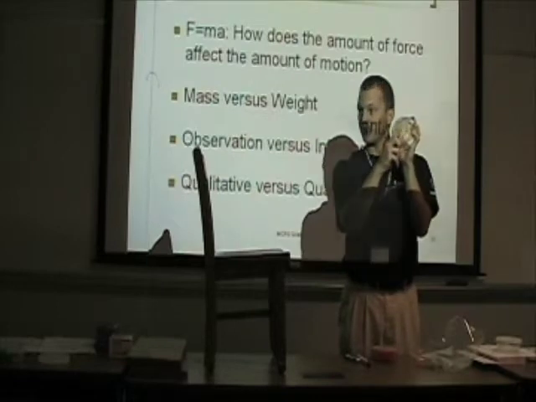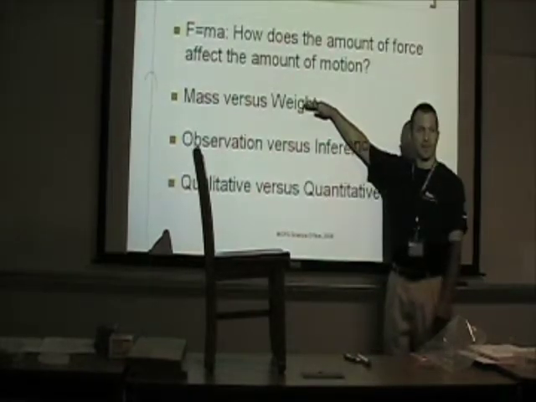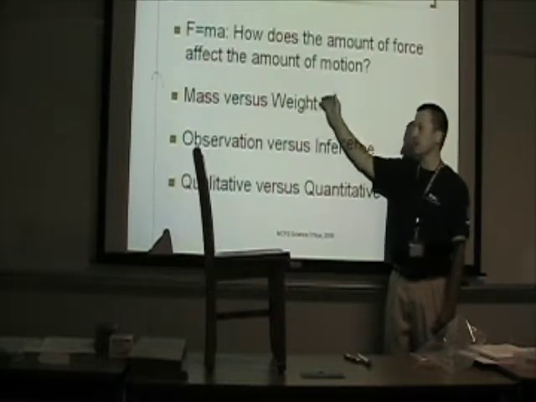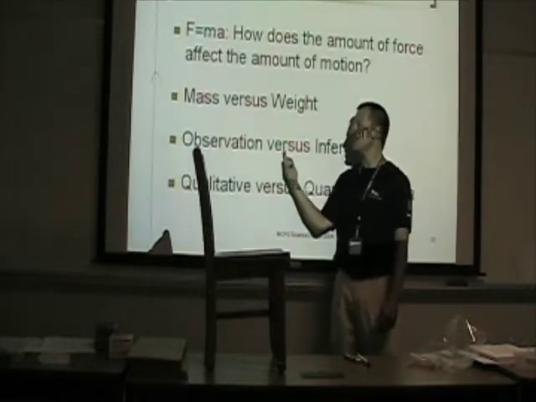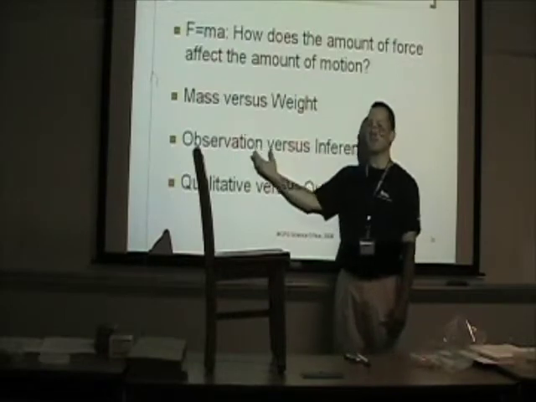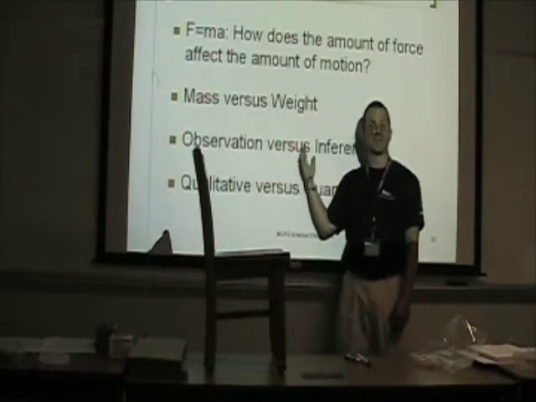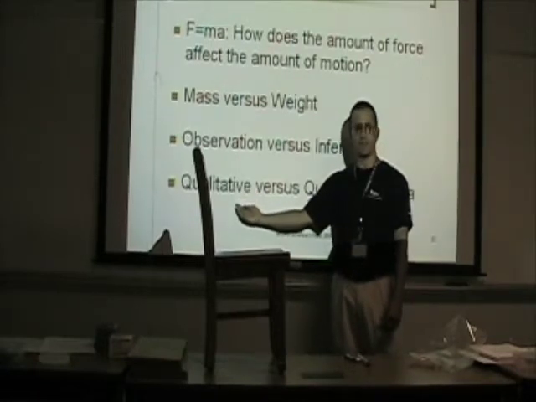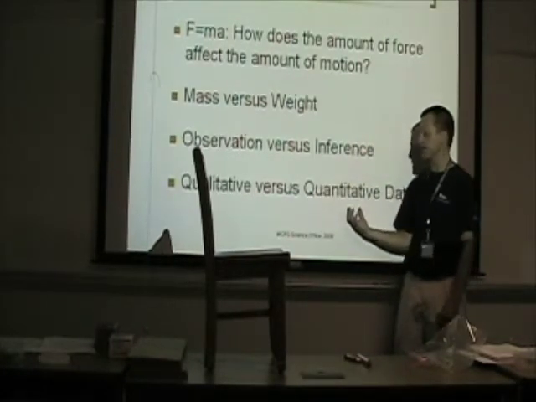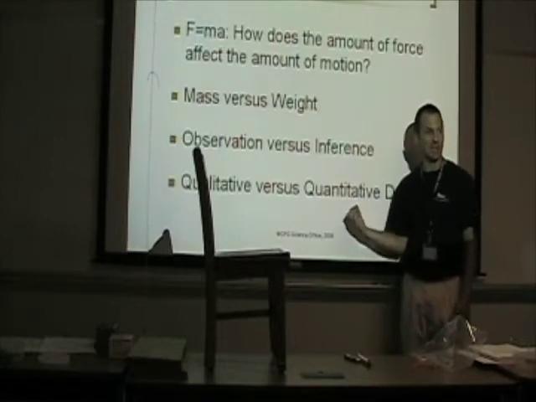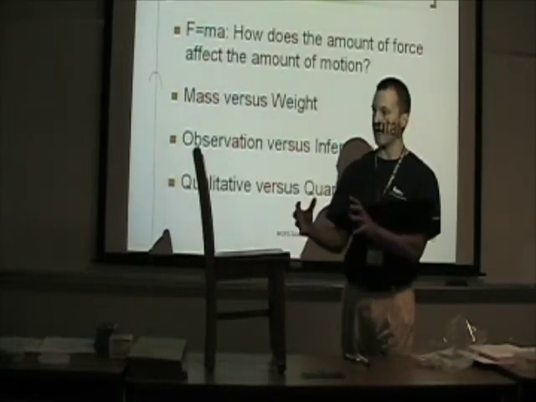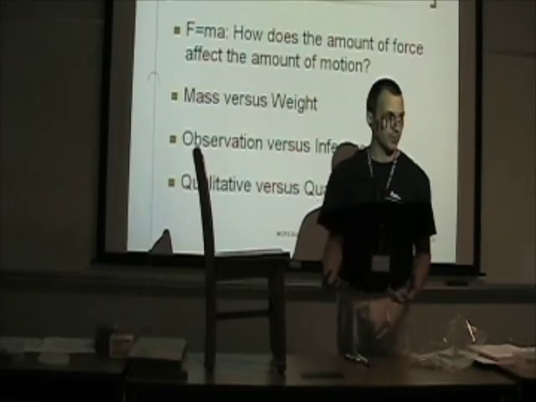You can also talk about mass versus weight. Mass is how much is in something. Weight is a measurement of relationship. Then observation versus inference. They don't observe the force. They are inferring that the force was increased. Then they actually measure it. The qualitative observation versus the quantitative measurement. That data in newtons gives them a number that says, yes, the force was greater on the rubber band when I pulled it back farther.